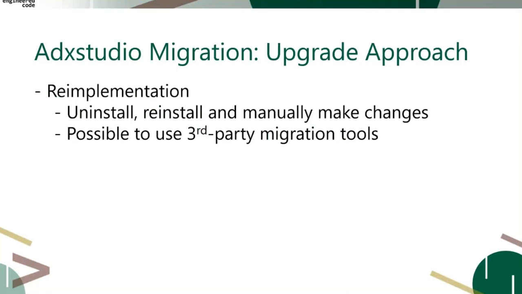Now, in terms of how you actually go from version 7 to version 8, Microsoft presents two options. The first option is what they refer to as re-implementation. While it sounds like an option, and certainly is an option, it's really just saying you can uninstall version 7, start from scratch, install version 8, and then do all of your work again. That is effectively what the re-implementation plan is.